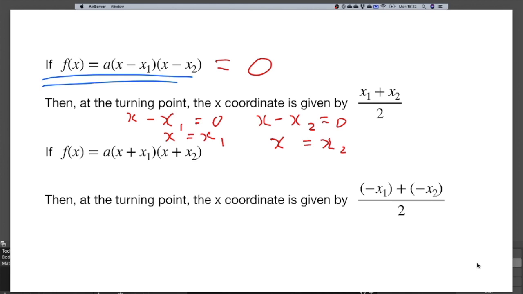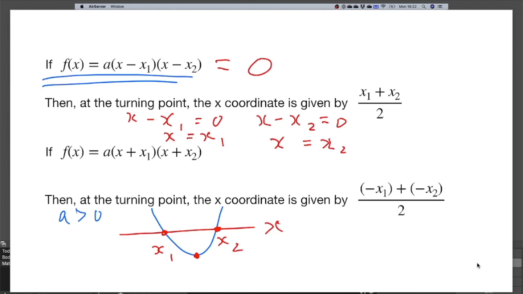So suppose, for instance, that a is positive. If a is positive, it means your graph looks like this. That is your x-axis there. Your x-intercept at one point is x1. The other point has an x-intercept of x2. And you are interested in knowing the turning point.